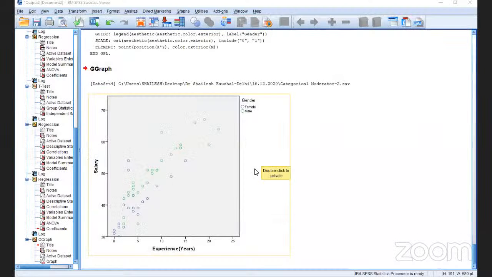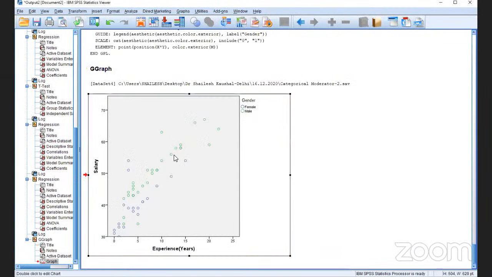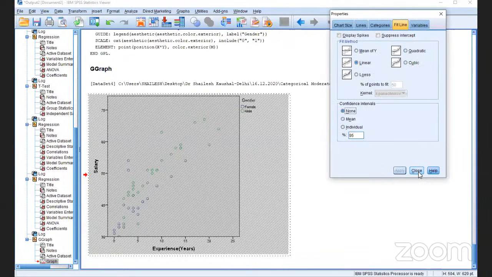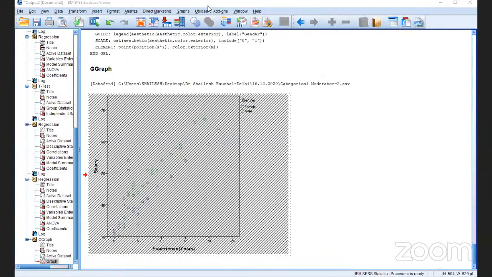Output is this output. Now you can see the output. So double clicking it, I am drawing the regression line. I use elements, and you can see fit line at subgroup. So fit line at subgroup, and then close, and then okay.